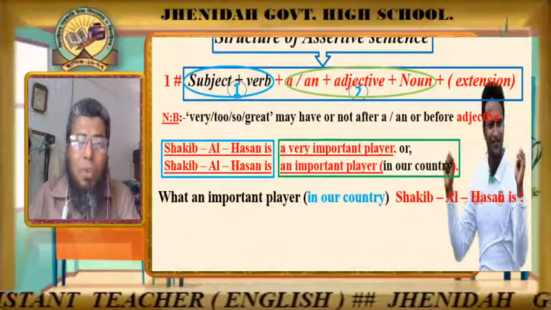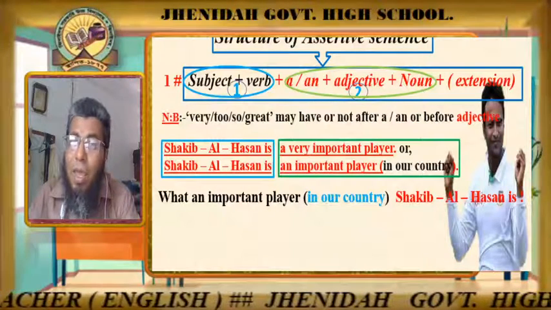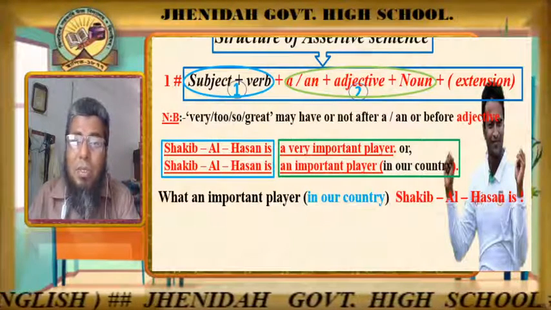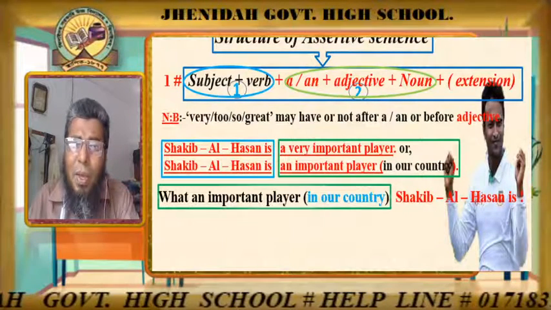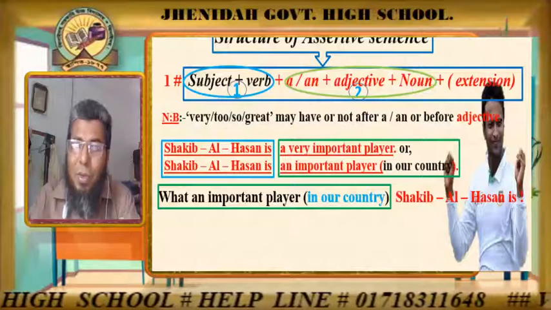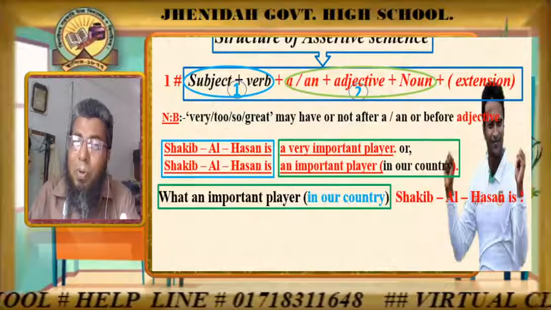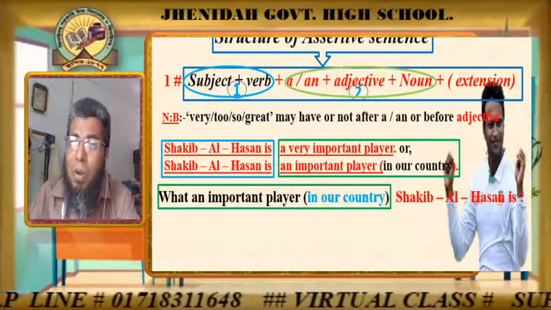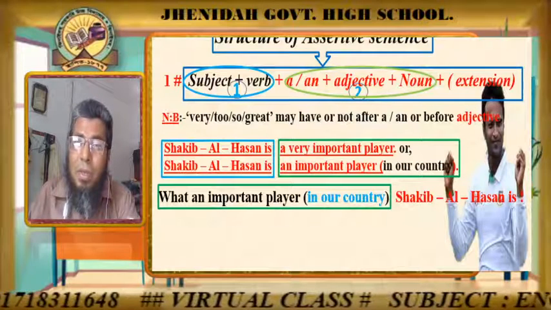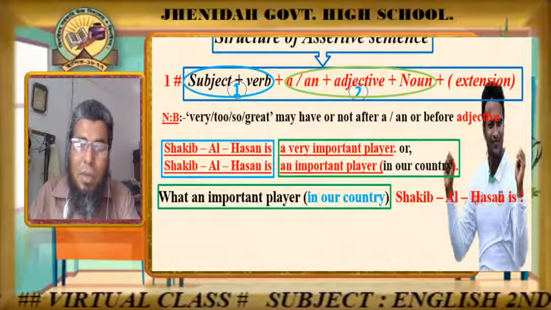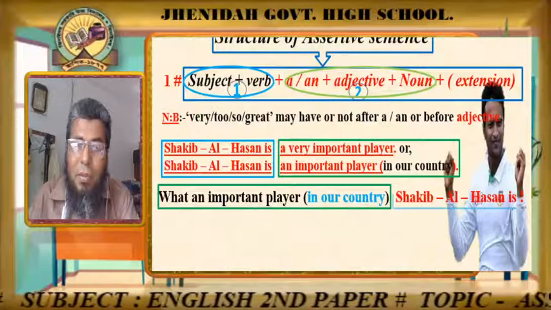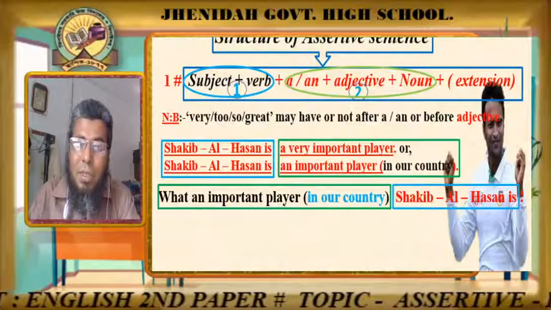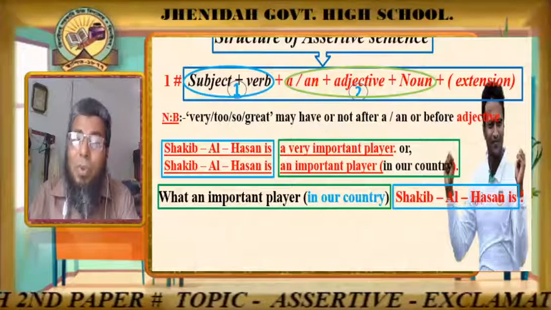What an important player in our country Sakib Al Hasan is. So, look, the second part. What was the second part? A very important player, or an important player in our country. This part has been inserted at the very beginning. And the second part is Sakib Al Hasan. What was the first part of the sentence?